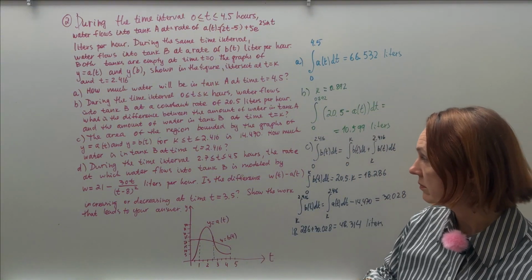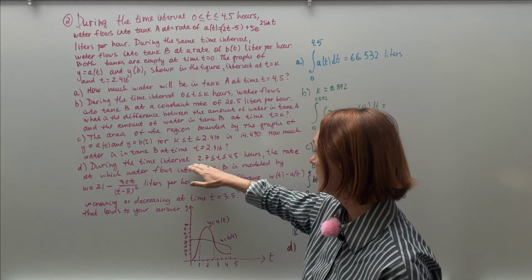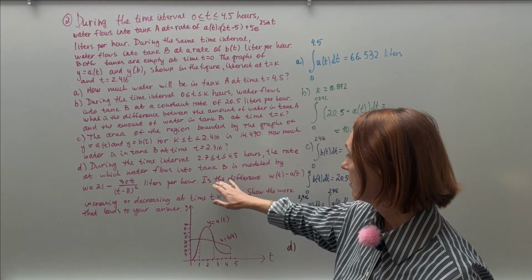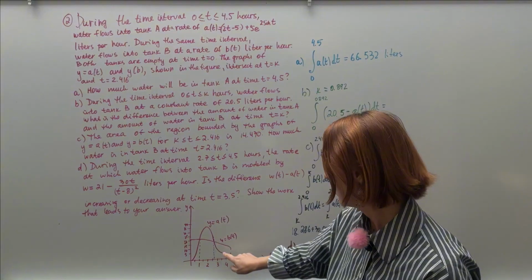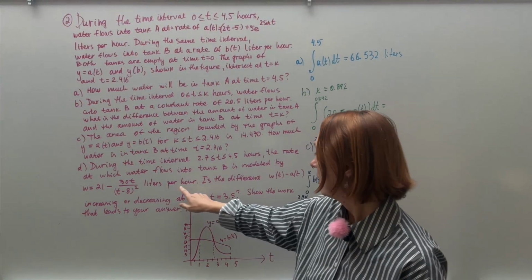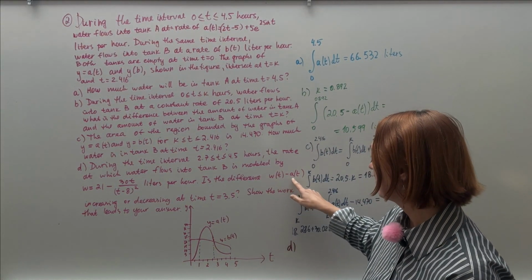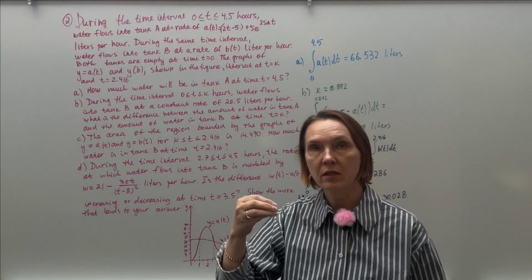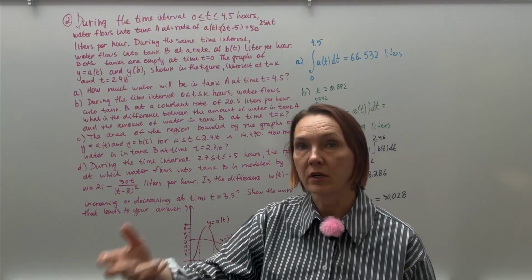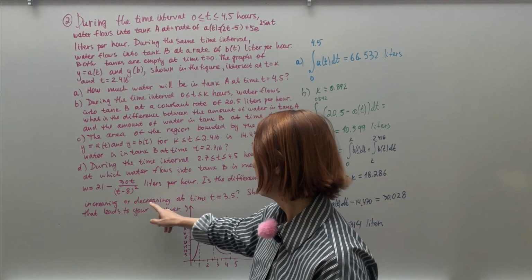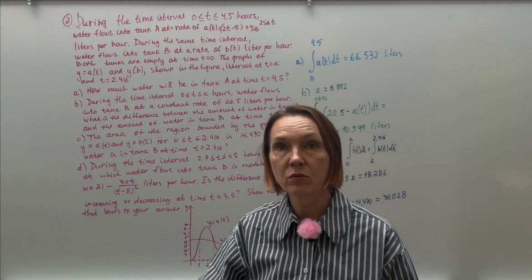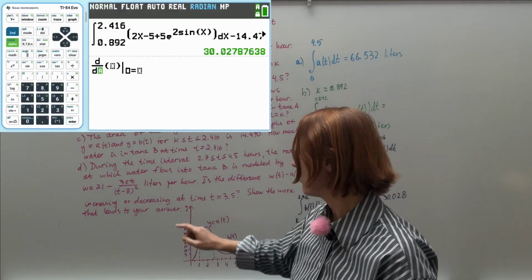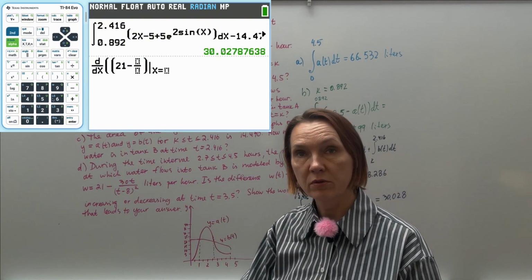That's my part C. The last part says, during the time interval from 2.7 to 4.5, the rate at which water flows into tank B is modeled by this, so on some interval over here. Is the difference W of t minus A of t increasing or decreasing at this time? So we're looking at the increase or decrease of the rate, because the question is whether the difference is increasing or decreasing. That tells us we have to calculate the derivative of the difference, so W prime minus A prime. And when are we calculating it? At time t equals 3.5.